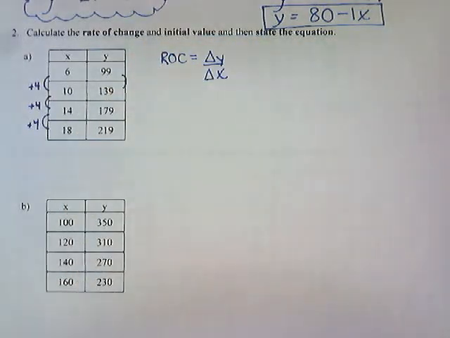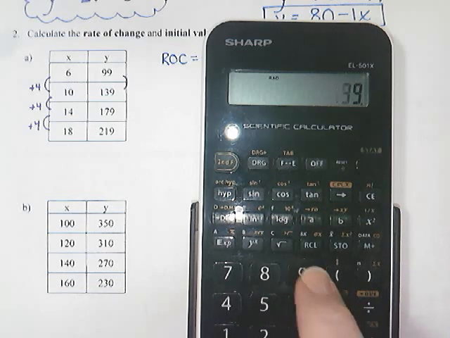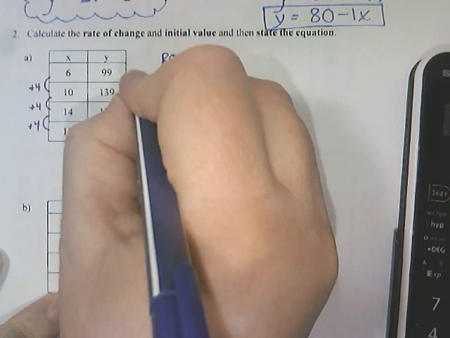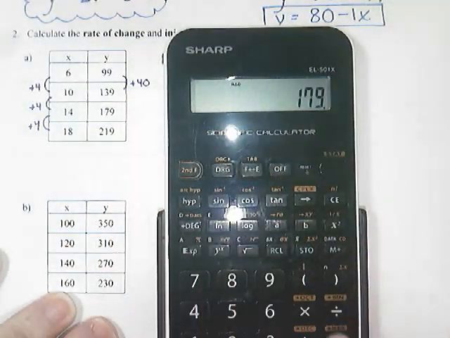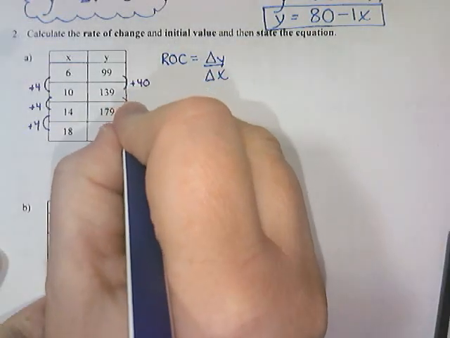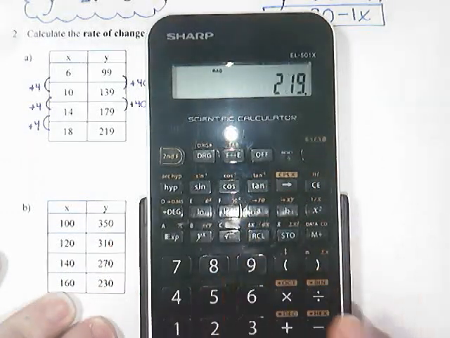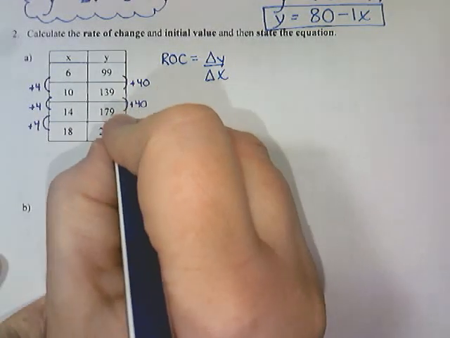From 99 to 139, I'm going to do 139 take away 99, and I get 40. So I went up 40. And then 179 take away 139 is 40. And then 219 take away 179, also 40.